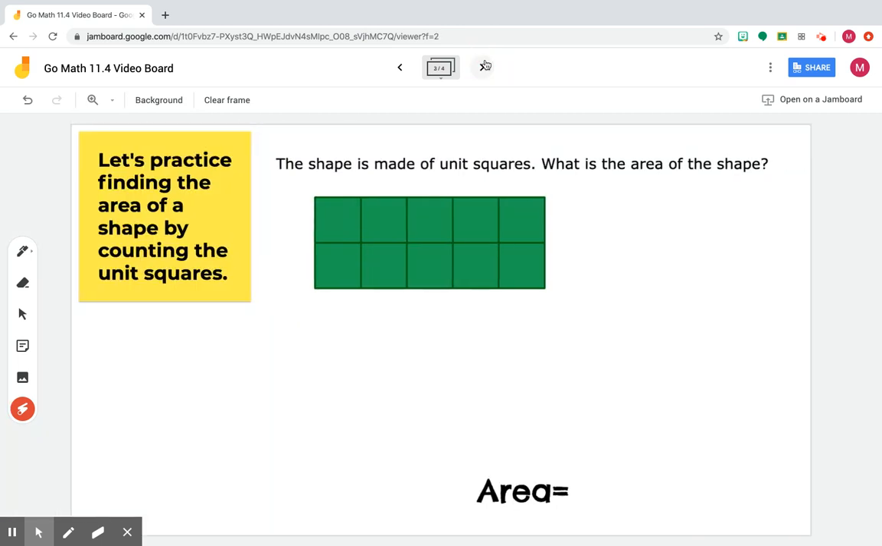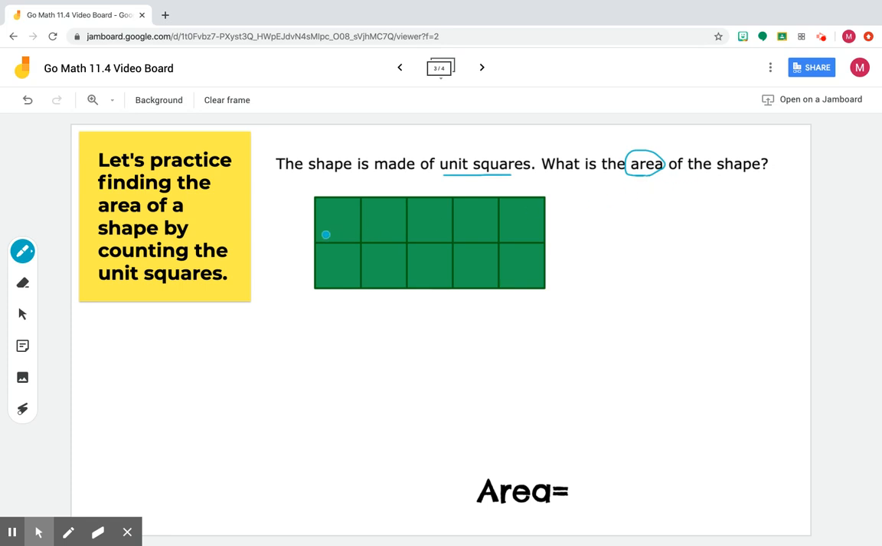Now we're going to solve a problem together. We're going to practice finding the area of a shape by counting the unit squares. So I'm going to get my marker, and it says, this shape is made of unit squares. What is the area of the shape? I like to always circle area or perimeter, whatever we're asked to find, so I know exactly what I'm finding. Here I'm finding the area.